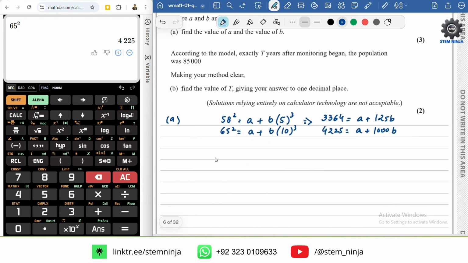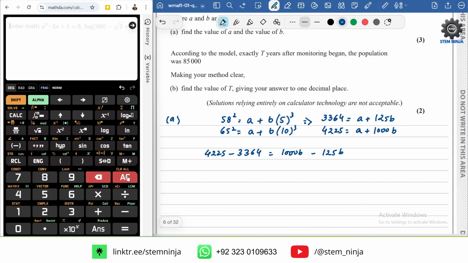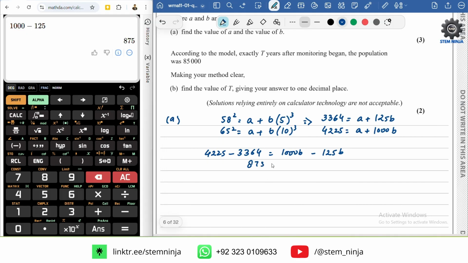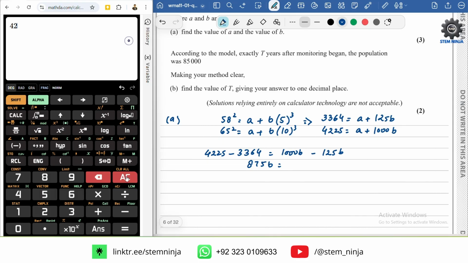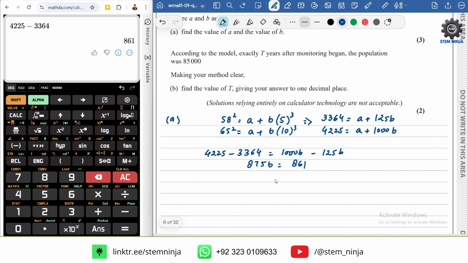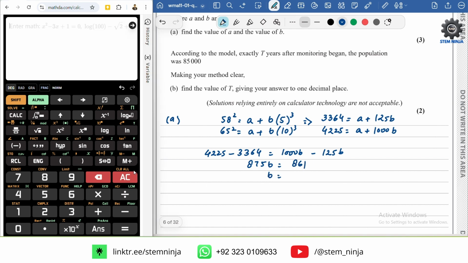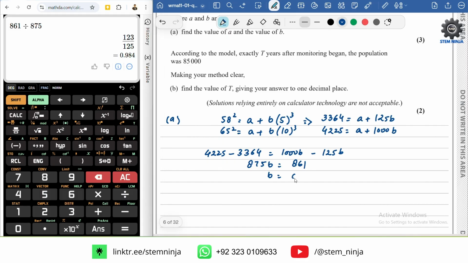Okay, so let's subtract both of these. So 4225 minus 3364 equals, the A will get cancelled, so 1000B minus 125B. So 1000 minus 125 is 875. B equals 4225 minus 3364, 861, so B is going to be 861 divided by 875, 0.984.